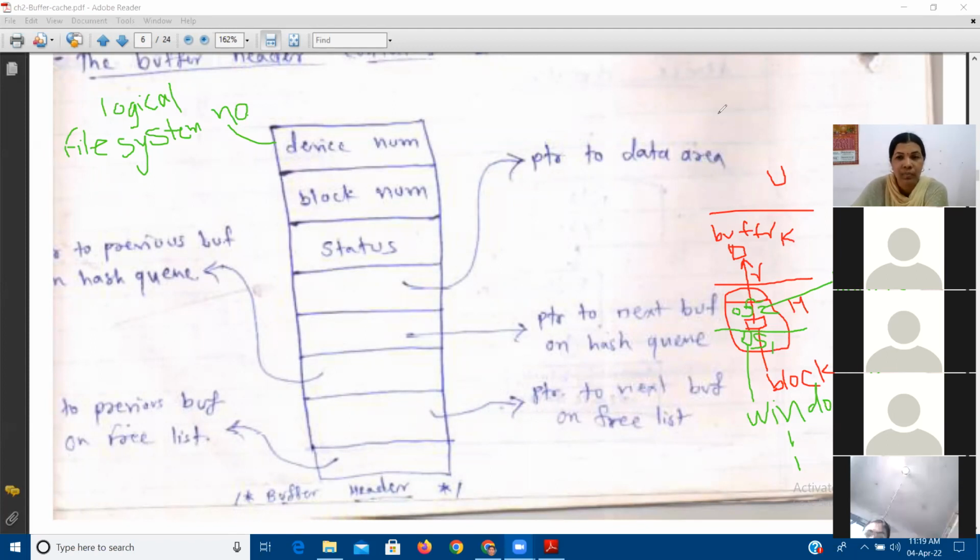Yes Rahul, what you understood from device number. Rahul is quiet. Yes, ma'am. Can you tell me what you understood by device number.